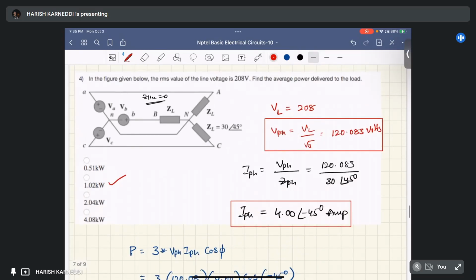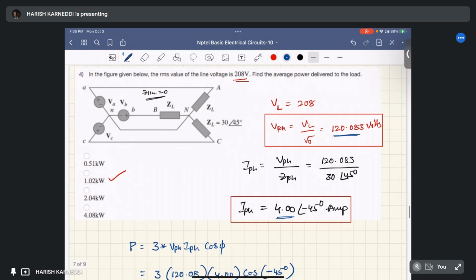Here in this question he gave the line voltage, so we converted it into phase voltage. Here it is a phase voltage, so we calculated the phase current.